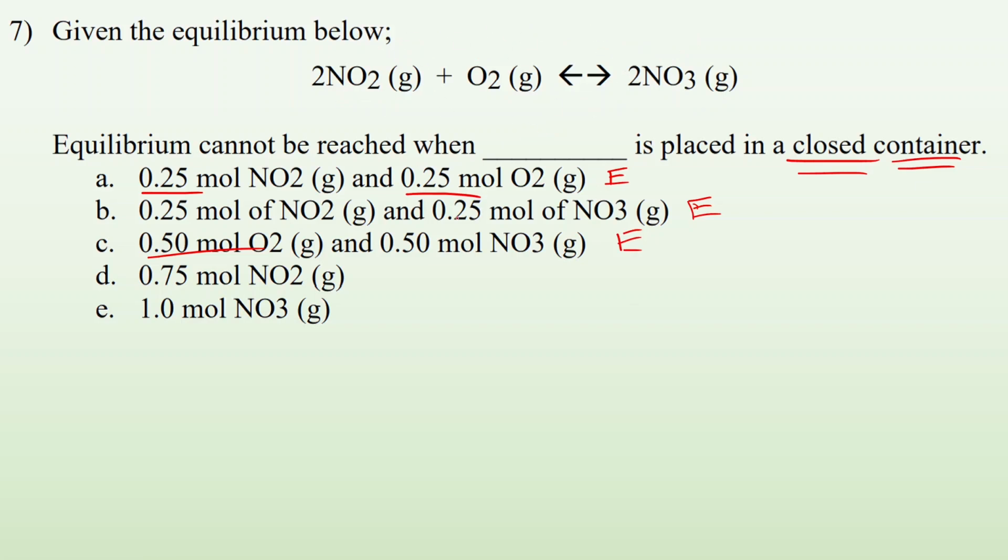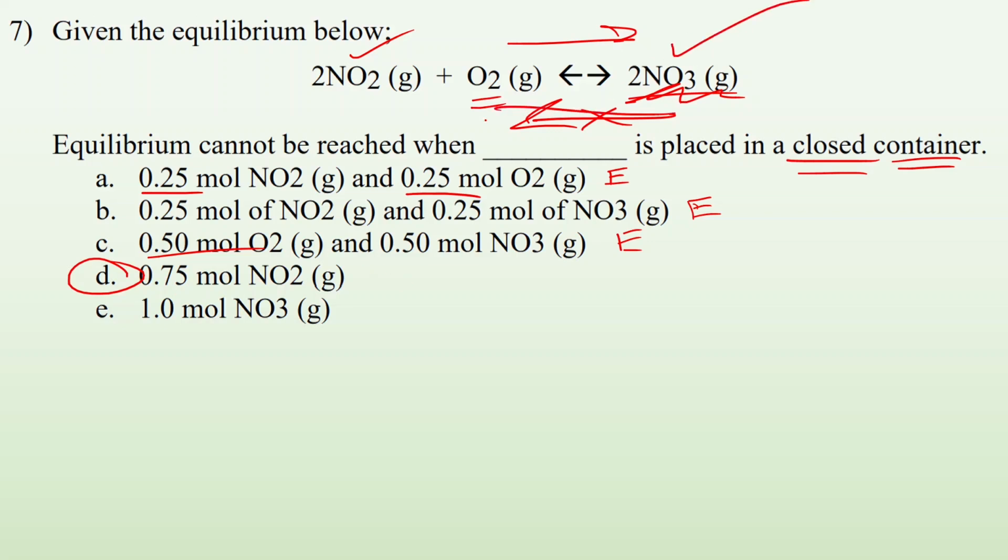All right, choice D, 0.75 moles of NO2. Hey, I don't have O2, which means I can't go forward to make NO3. I also don't have any NO3, so I can't go and reverse. So choice D will look the best. And then E, 0.1 moles of NO3. Hey, I have all of my product, which means I can do the reverse to make all my reactants to give me the forward. So choice D it is.